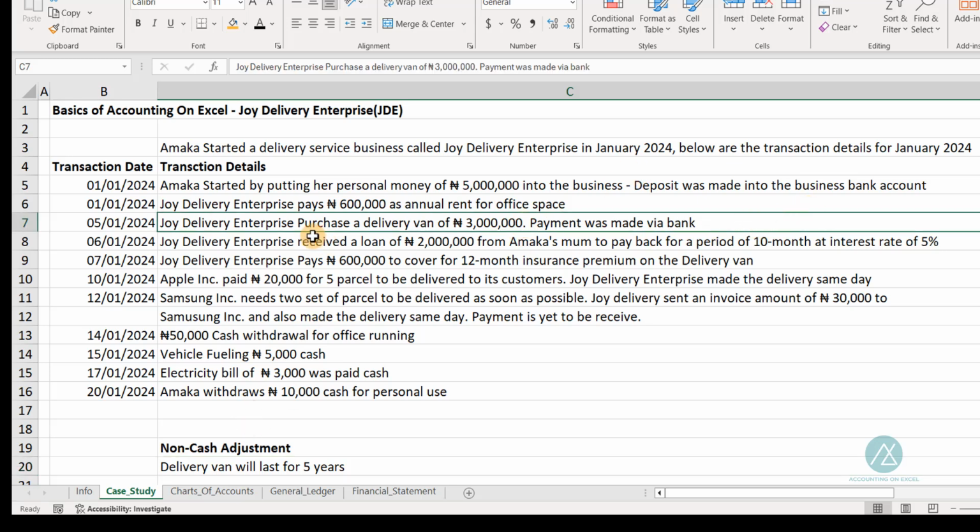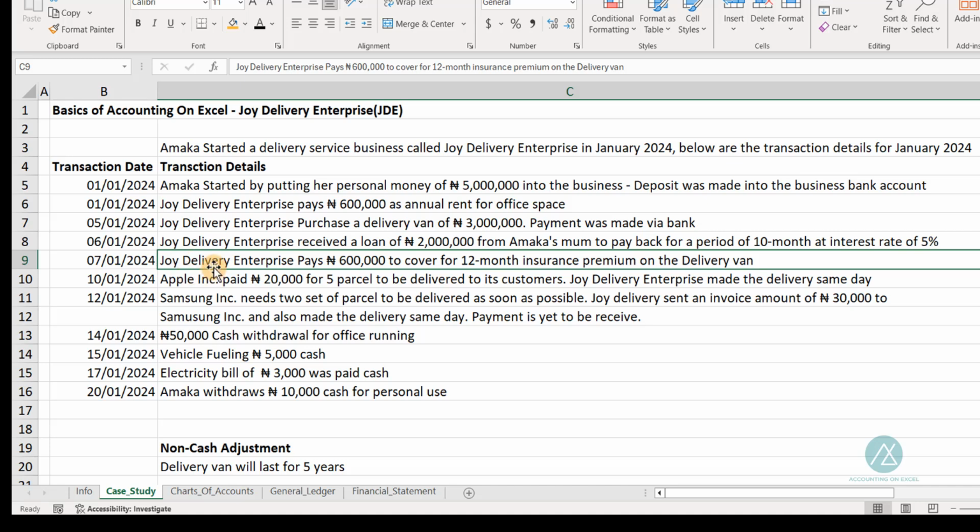This we will do. Then Joy Delivery Enterprise received a loan of 2 million from Amaka's mom, and she's going to be paying back in 10 months. So we need to calculate the interest for each month, because each month there's interest that will accrue, because the 5% interest will be shared across the 10 months, right? So this is something we need to do, but it will be at the end of the month. Before we do that, let's proceed.